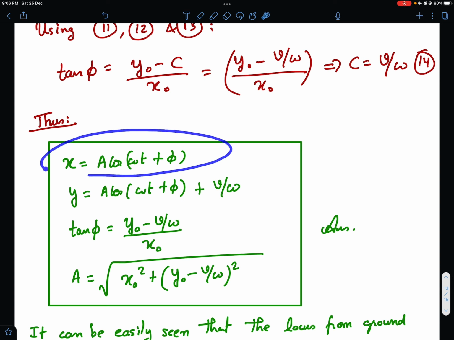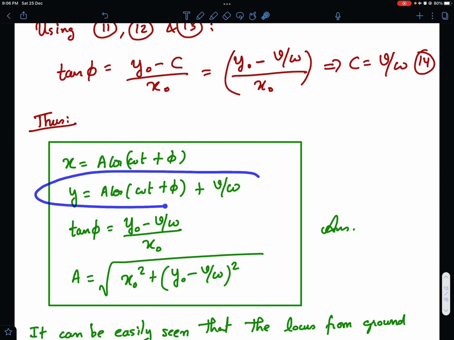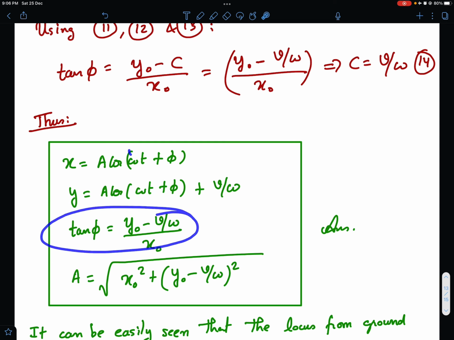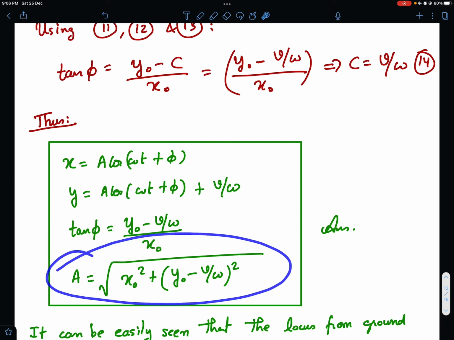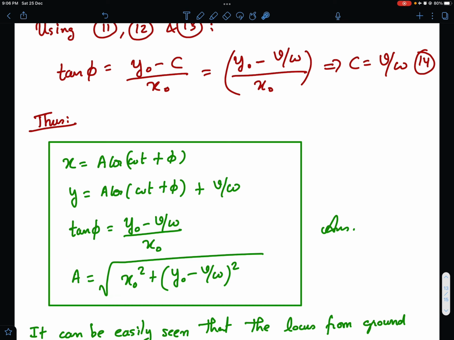So x is a cos(omega t plus phi), y is a cos(omega t plus phi) plus a constant that we just worked out, v by omega, and tan phi, where tan phi is (y naught minus v by omega) by x naught, and a also we found, x naught square plus (y naught minus v by omega) whole square. So that's our answer for trajectory as seen from the ground frame.